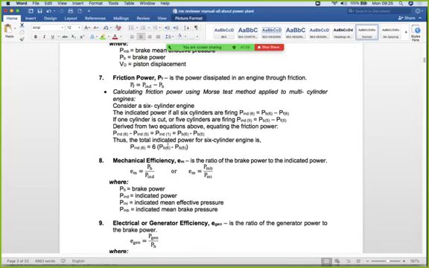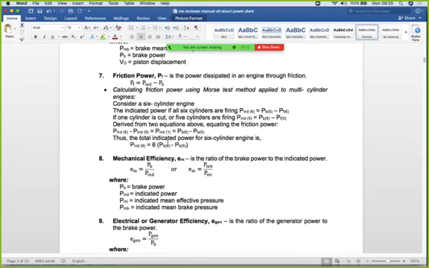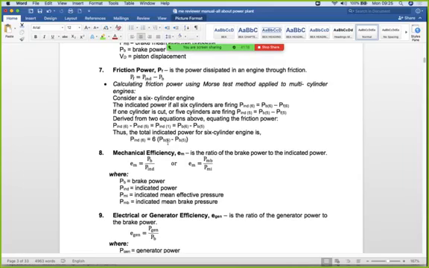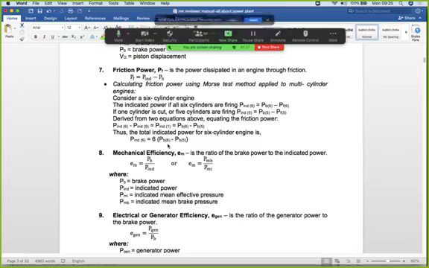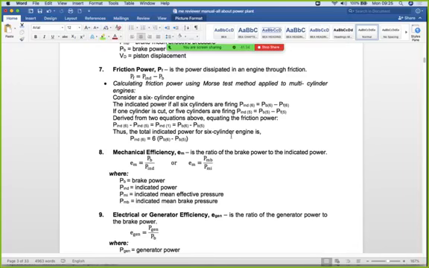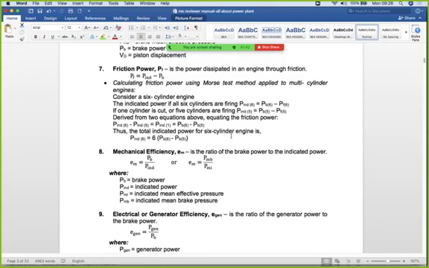So calculating friction power using Morse test method applied to a multi-cylinder engine. Consider a six-cylinder engine. So in the six-cylinder engine, the indicated power, firing the six cylinders, so that indicated power at six cylinders is equal to brake power 6 minus friction power 6. Okay, and so on and so forth.